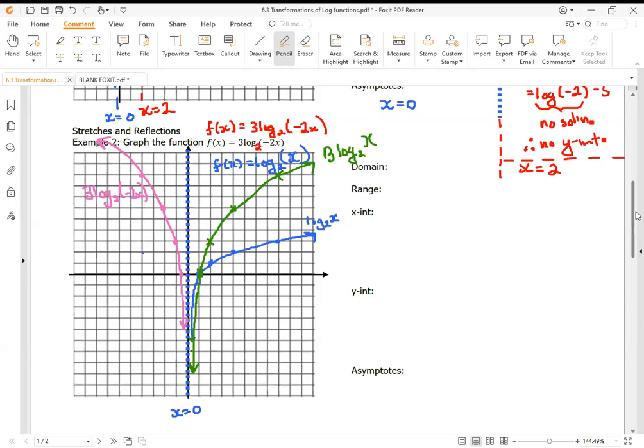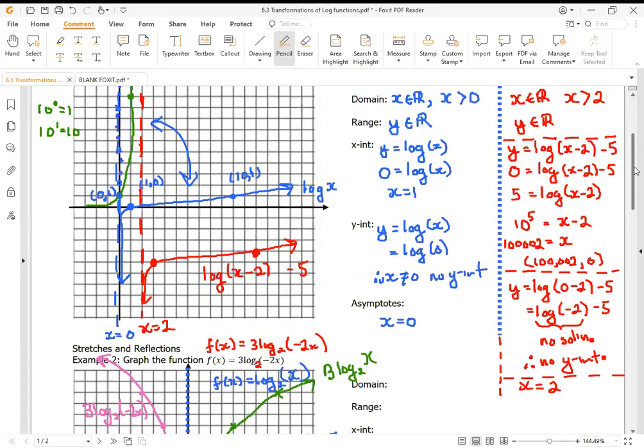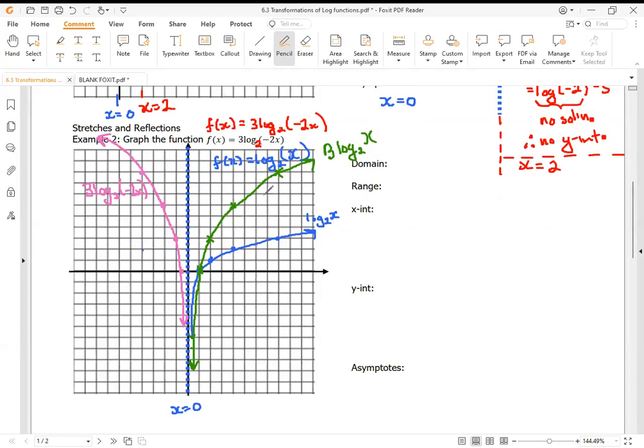You can compare my domain with the blue writing on top. I am going to discuss the domain, range, x-intercept, y-intercept, and asymptote of that pink curve. Here we go. What is the domain? Well, I can now use any x value to the left of my asymptote because there was a reflection. x is an element of the reals, but x is less than 0. Range, no difference.